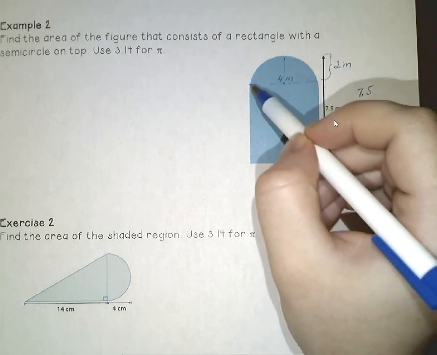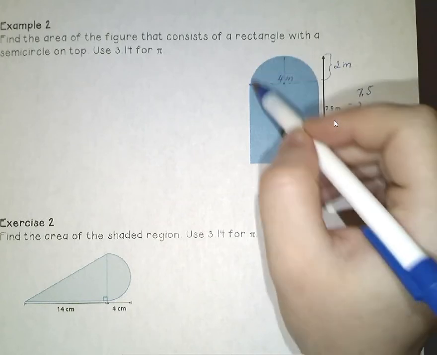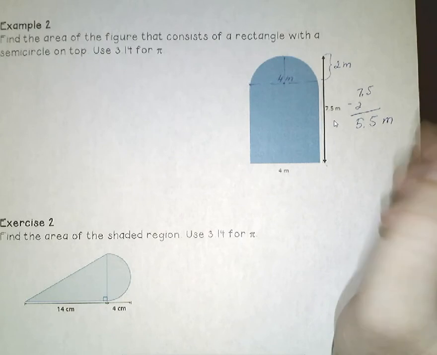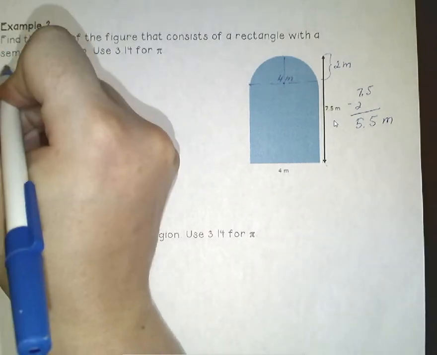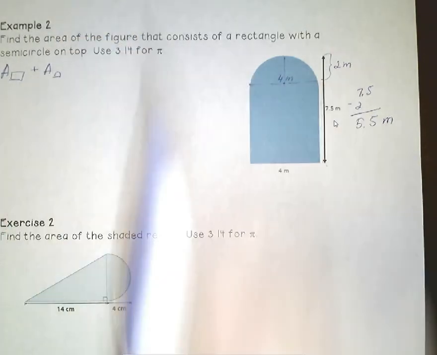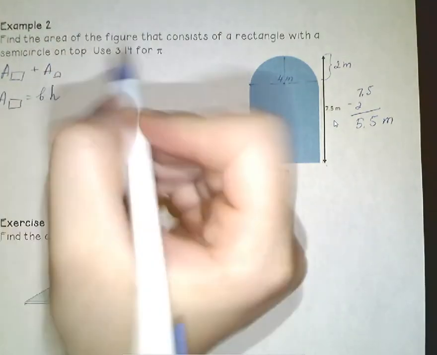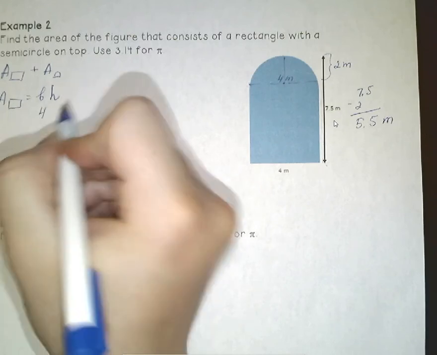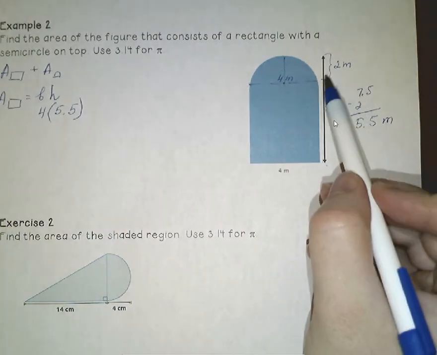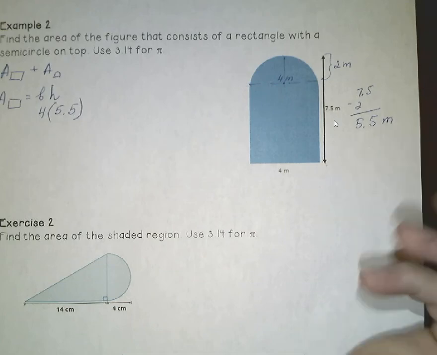Then we are going to find the area of the semicircle by finding half of the area of the full circle. And then we are going to add them together to find the whole total area. Okay, so area of the rectangle, we are going to add the area of the semicircle. Area of the rectangle is base times height. So that will be 4 times 5.5. And 5.5 we found by subtracting the radius of the circle from the whole height of the shape.